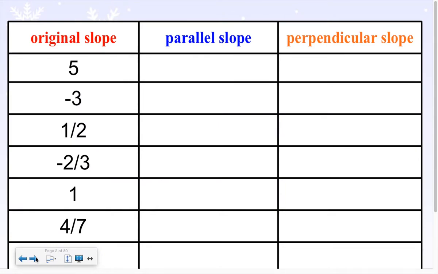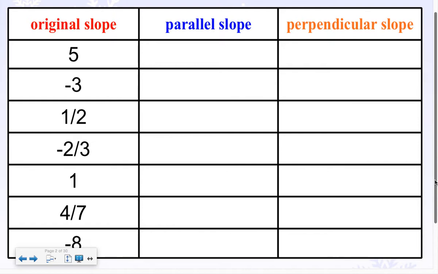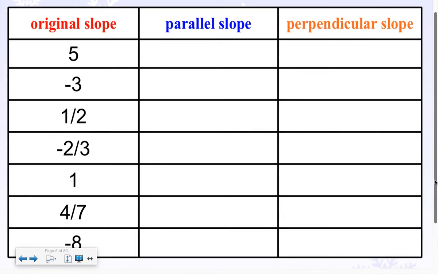Alright, so first we're going to fill in a grid, just thinking about slopes of lines. If a line has a slope of 5, a line parallel to it is also going to have a slope of 5. If a line has a slope of -3, a line parallel to it will also have a slope of -3. If a line has a slope of 1/2, the parallel line will have a slope of 1/2. So I'm going to continue down my chart, repeating my original slope because I know my parallel slope will be exactly the same. Now when I go over to my perpendicular slope, I'm going to write same here.